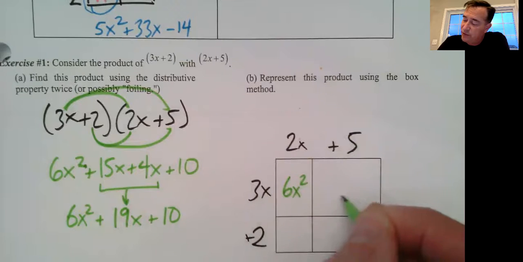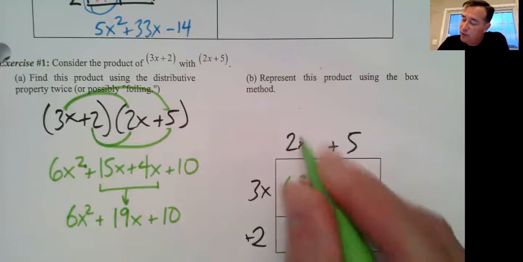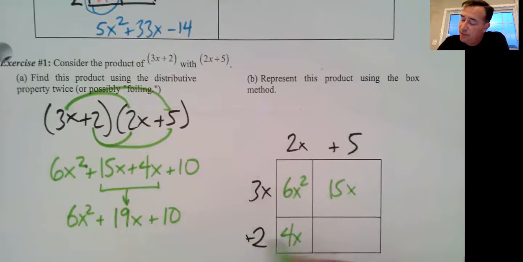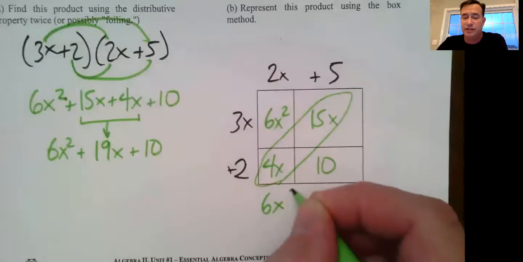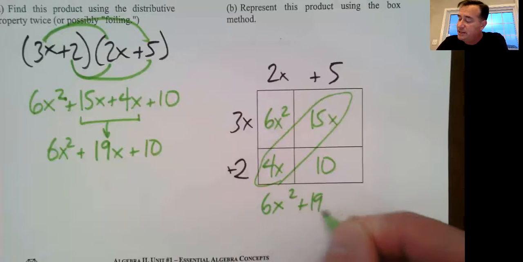This is 3x times 5 or 15x. 2x times 2 is 4x. 2 times 5 is 10. Combine this diagonal, and we get the same answer, 6x squared plus 19x plus 10.